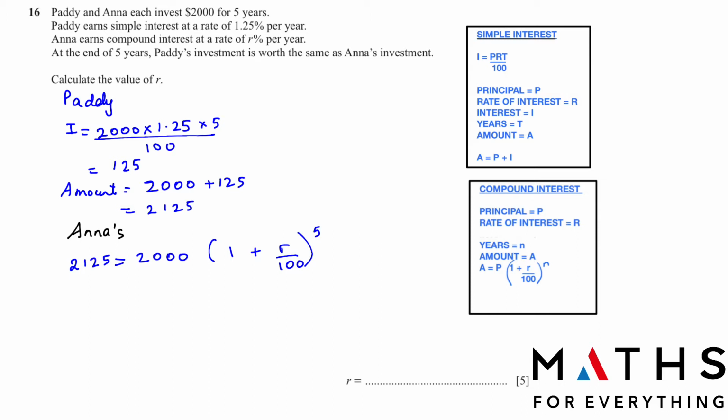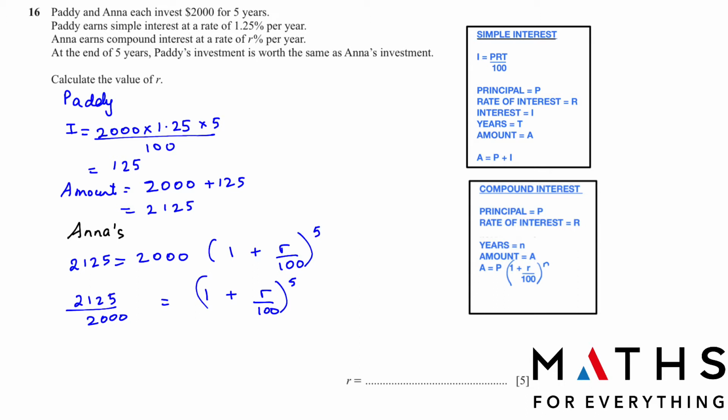Before we do that, we'll have to shift everything to the other side. This is a multiply, so when we shift to the other side, it will be a divide. So 2125 divided by 2000. You can leave it now, no need to put it in the calculator, because you will keep getting decimals. This is to the power of 5.